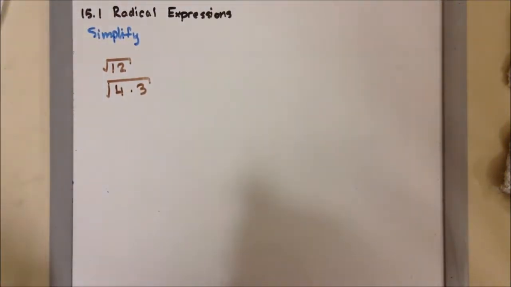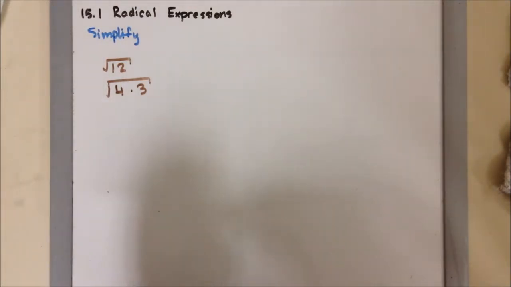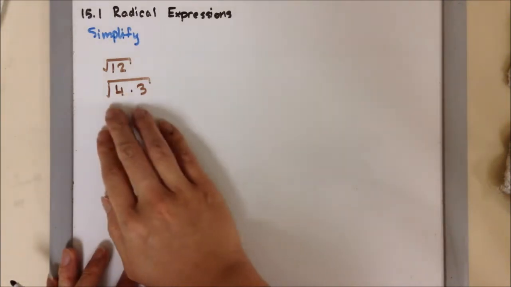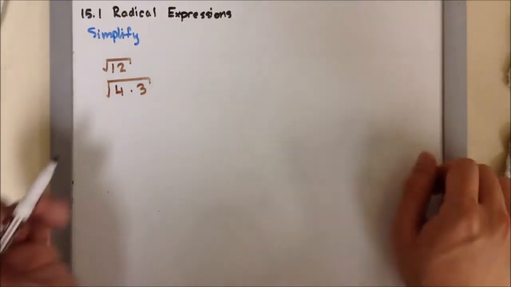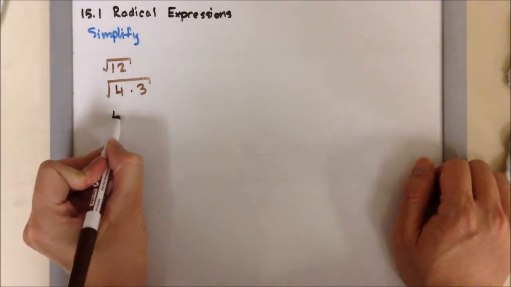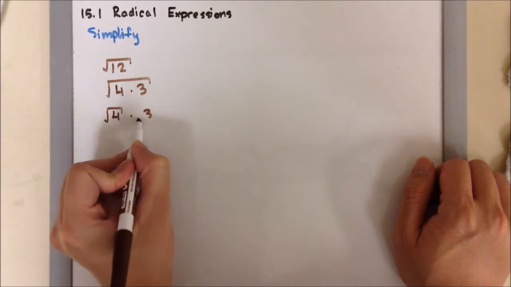So we just broke up 12 into two factors, the 4 and the 3. And usually we put the perfect square number first, and you'll see why. When it's two numbers that are multiplying, you can split it into two separate square roots. So I'm going to have the square root of 4 times the square root of 3.